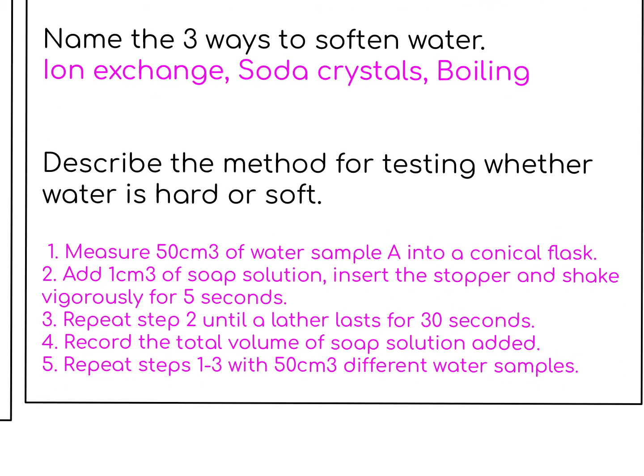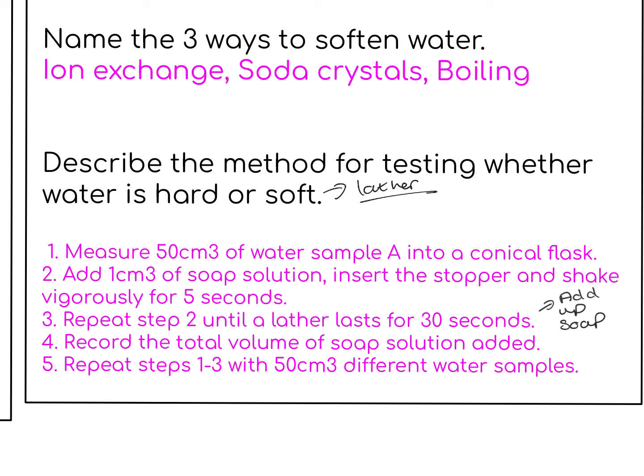What is your method for measuring if water is hard or soft? Soft forms a lather. Really helpful to remember. Measure 50 centimetres of water sample A into a conical flask. Add 1 centimetre of the soap solution. Insert the stopper and shake vigorously for 5 seconds. Repeat step 2 until the lather lasts for 30 seconds. So you're adding up how much soap. So keep a tally of how much soap.